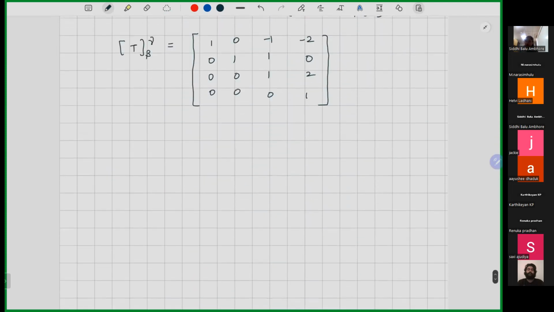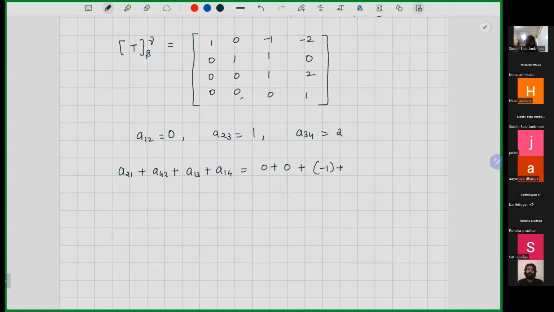If I compare this, the A12 position is 0. A23 is second row, third column, so it is 1. A34, third row, fourth column, is 2. And now they are asking what is A21 plus A42 plus A13 plus A14. A21 is 0, A42 is 0, A13 is first row, third column, which is minus 1, plus A14, first row, fourth column, which is minus 2, and when it adds up it's minus 3. Okay, so this is what they had asked.